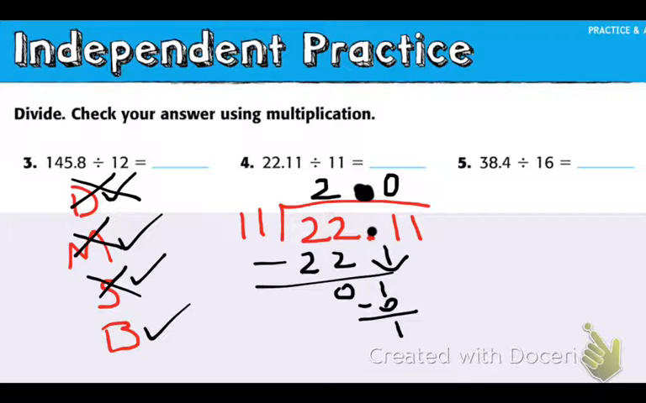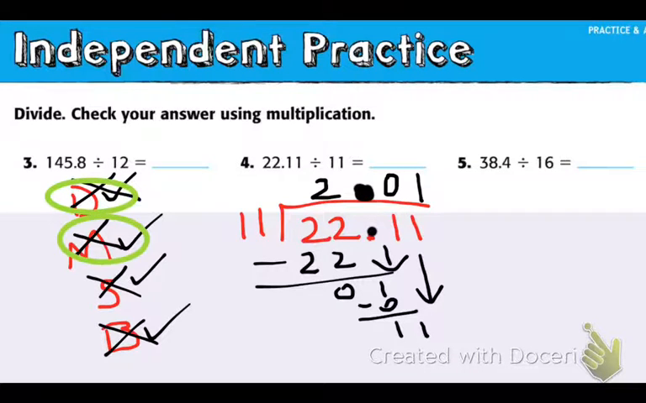1 minus 0 is 1. Finally, bring down the 1. Going back to divide. How many times will 11 divide into 11? 1 time. What's 11 times 1? Well, we know it's 11, right? That identity property. We can go ahead and subtract.